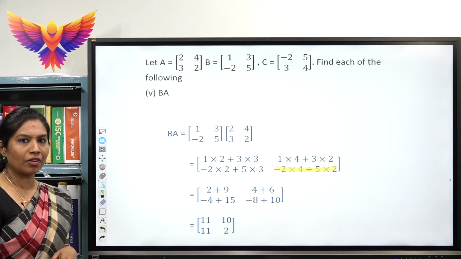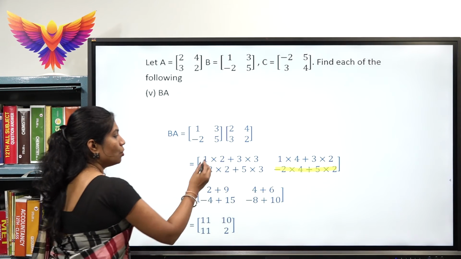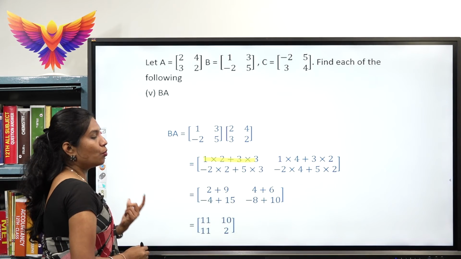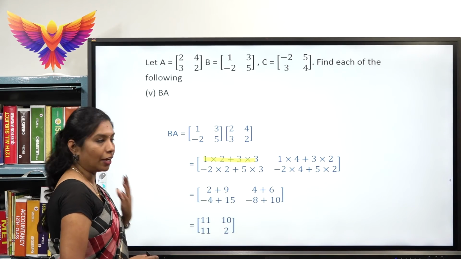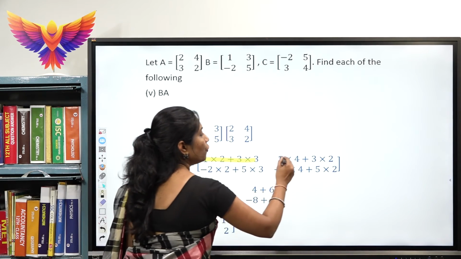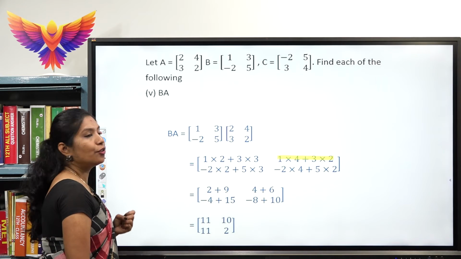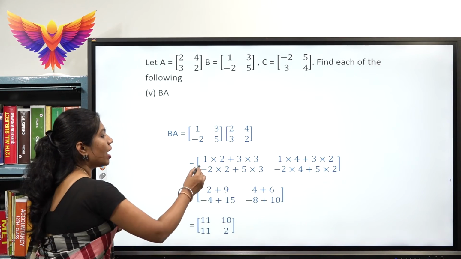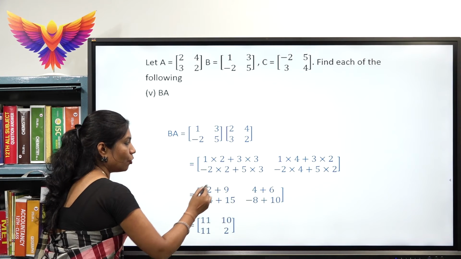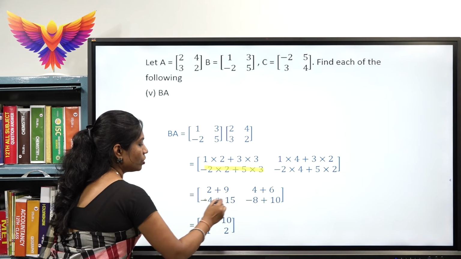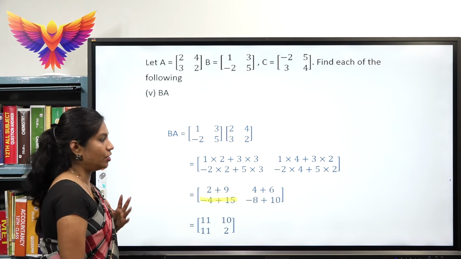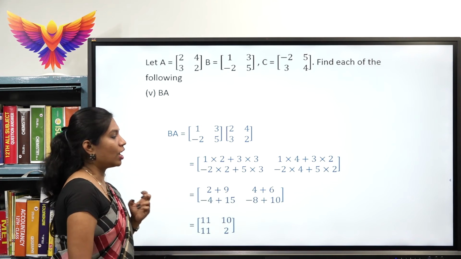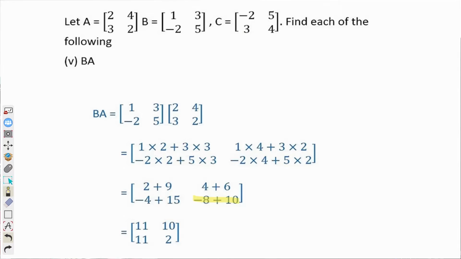So, when I further simplify this, we get 2 plus 9 for the first row, first element, since 1 into 2 is 2 and 3 into 3 is 9. Same way, 1 into 4 plus 3 into 2. So, 1 into 4 is 4, 3 into 2 is 6. Same way, minus 2 into 2 will be minus 4, and 5 into 3 will be 15. So, I got minus 4 plus 15. Similarly, minus 2 into 4 plus 5 into 2, which is minus 8 plus 10.